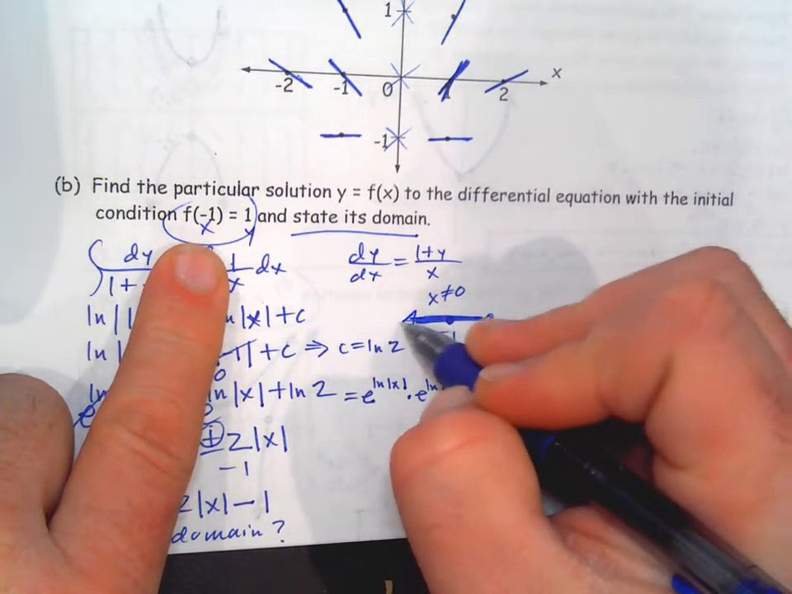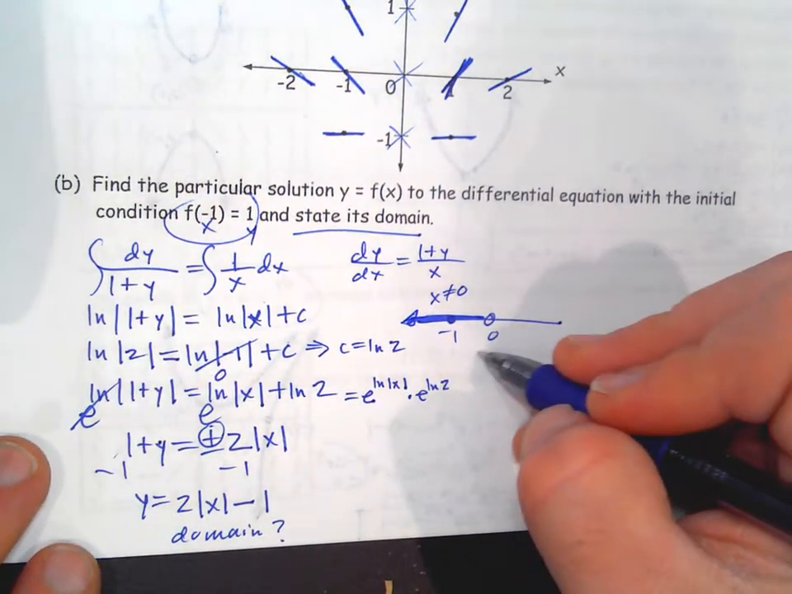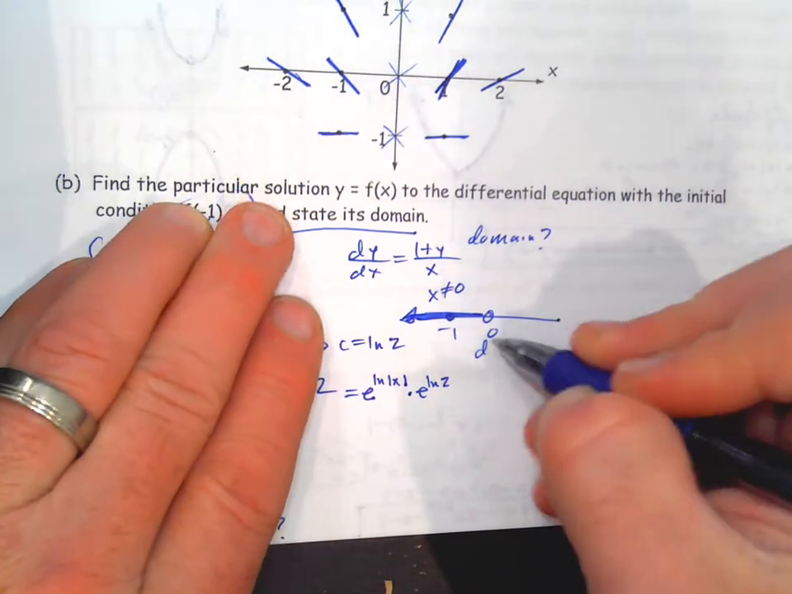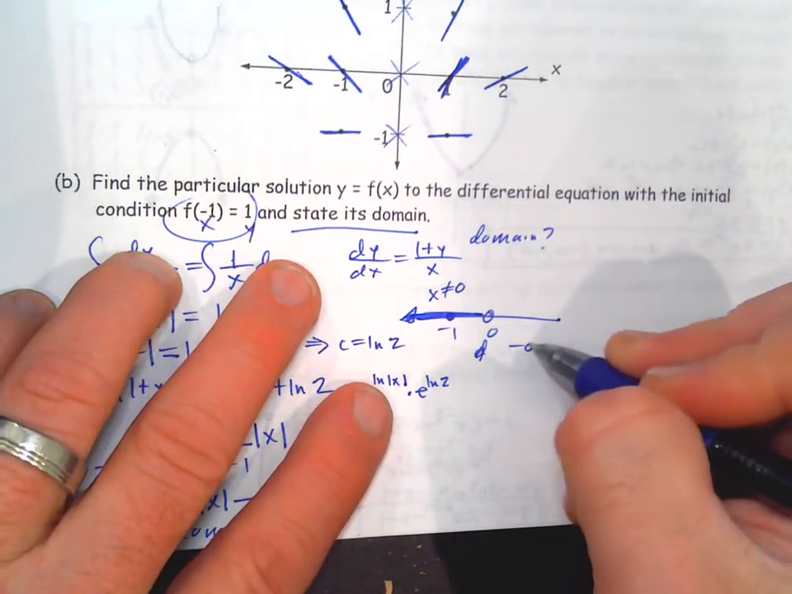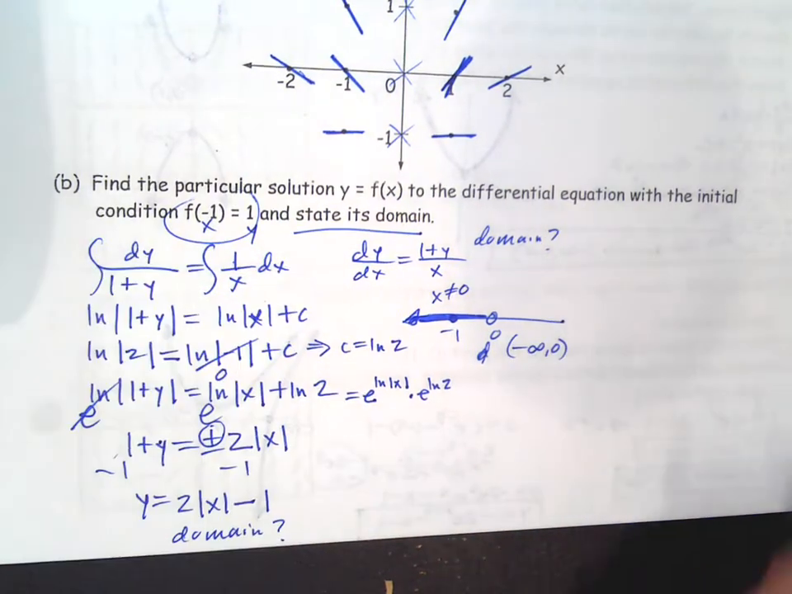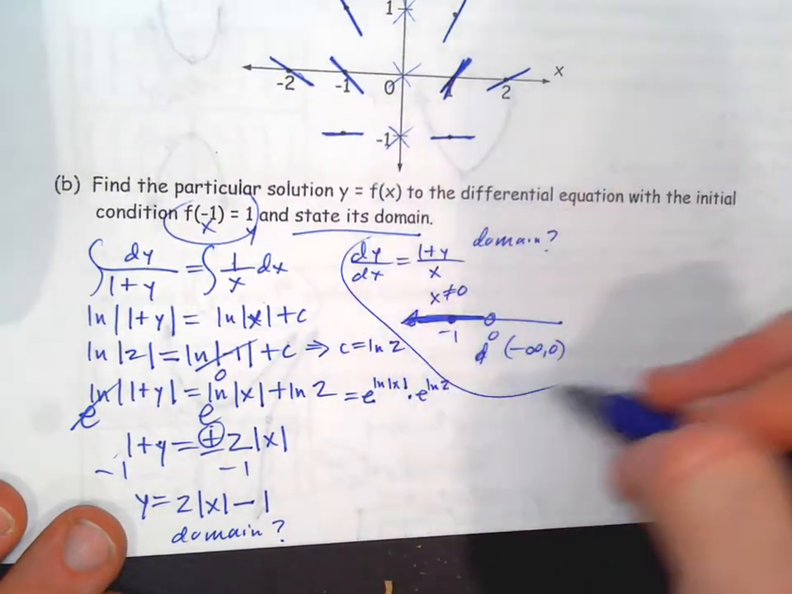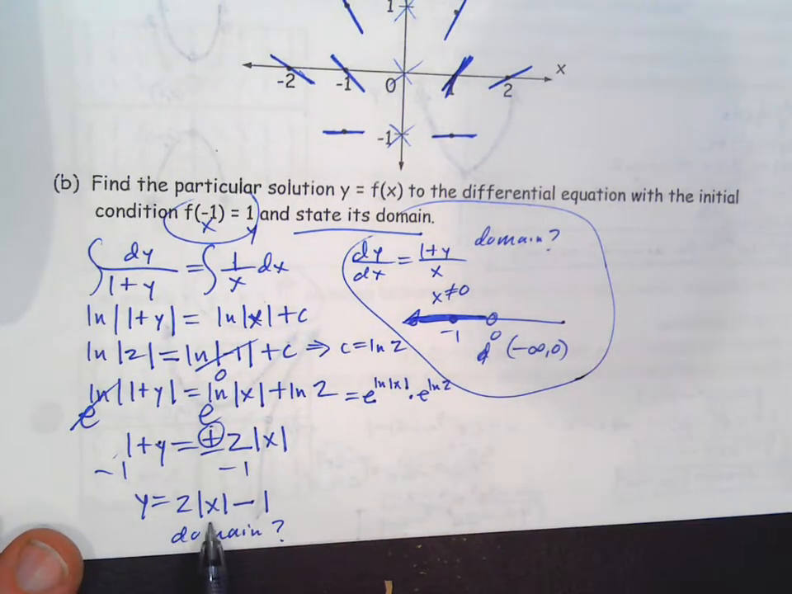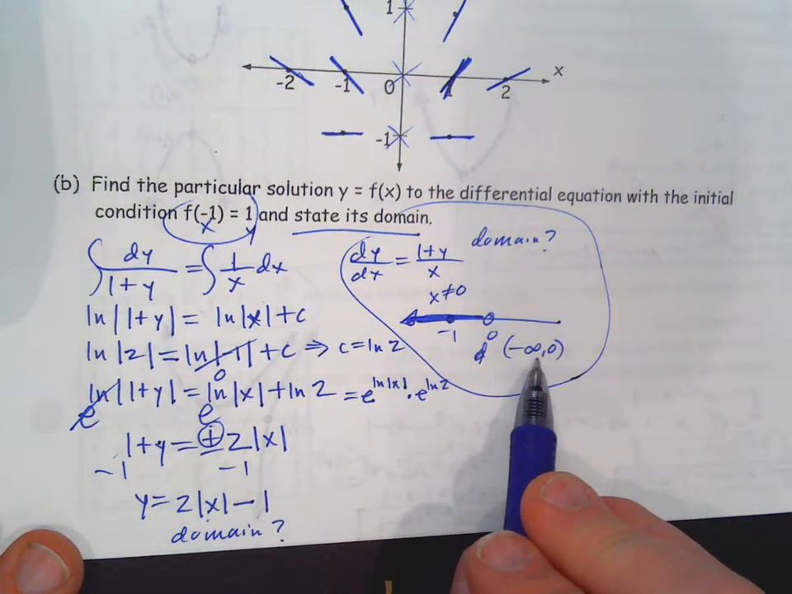So this is a picture of your domain. So the domain is going to be negative infinity to 0. Now that needs to be in your answer, but that also has some effects here. That we're only going to plug negatives in, right?